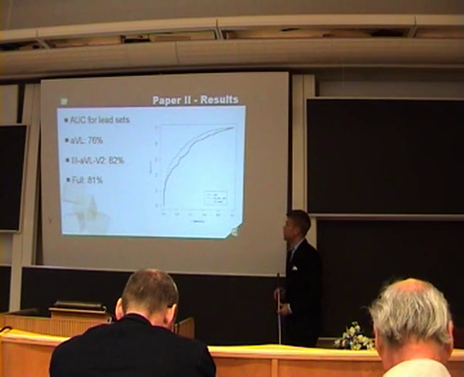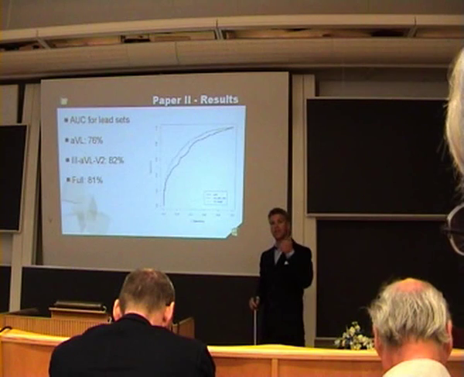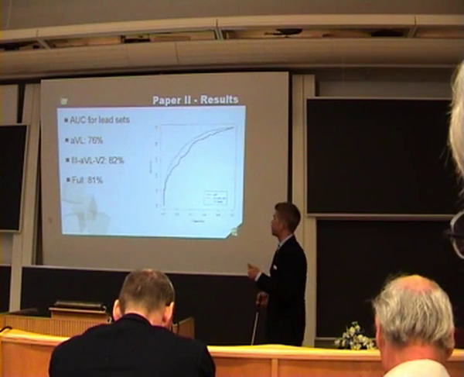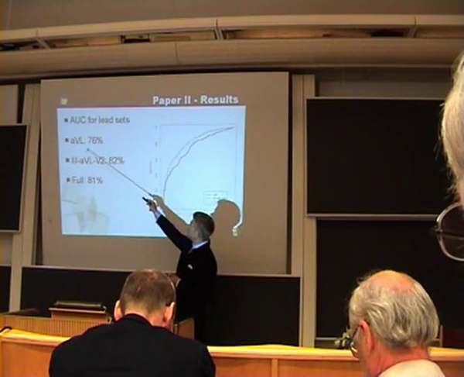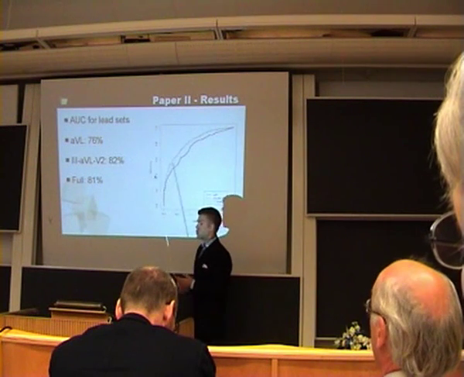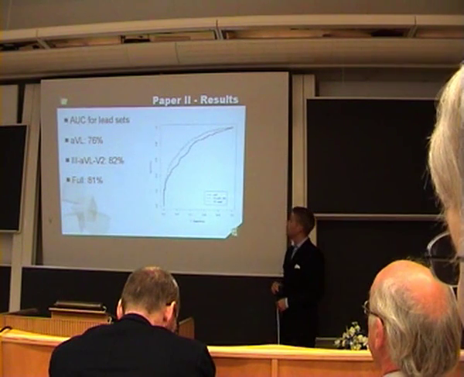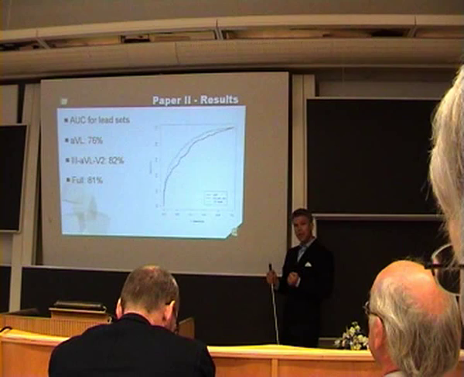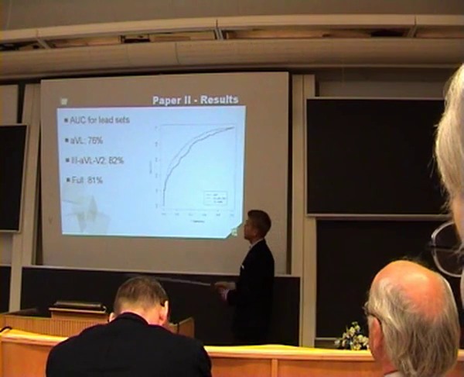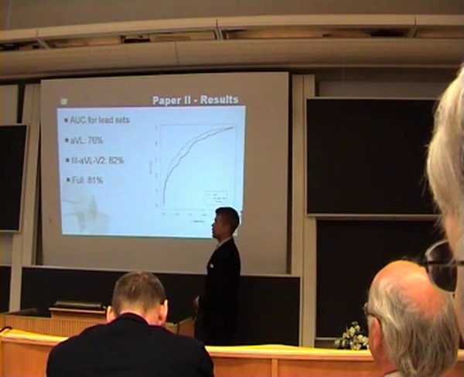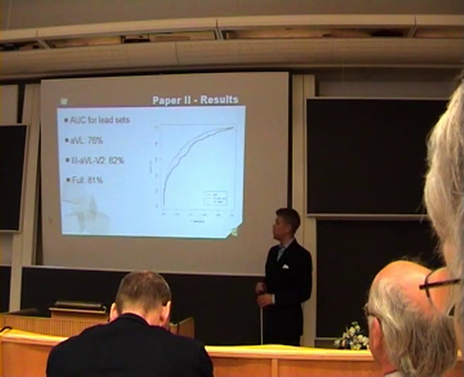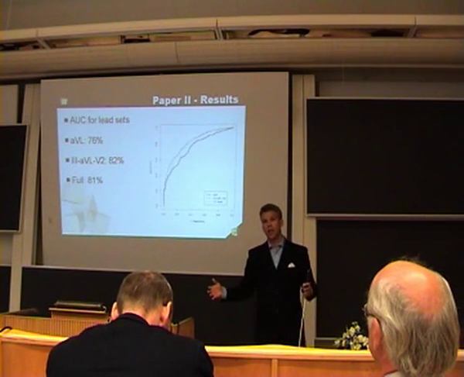And these are the results. If we look at the best individual lead, how well that performs, that was the lead aVL. And it actually performs rather well, 76% area under the ROC curve. If we look at the best 3-lead combination, we find that it ends up at 82% of the area under the ROC curve. Meanwhile, if we use all 12 leads, we end up at 81%.